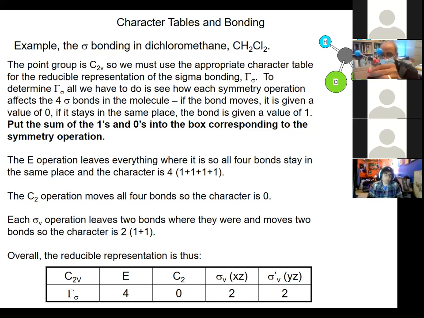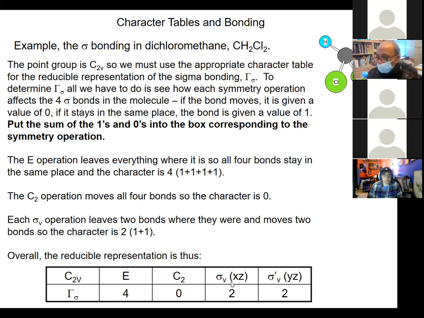Remember, we told you that doing nothing is also a symmetry operation. Now coming to the C2. If you look at this molecule, the C2 is in between the angle of Cl, CCl, bisecting the angle between HCH also. That's your C2. When you rotate the molecule along C2, all four bonds move. For that reason, the value for C2 is given as 0.